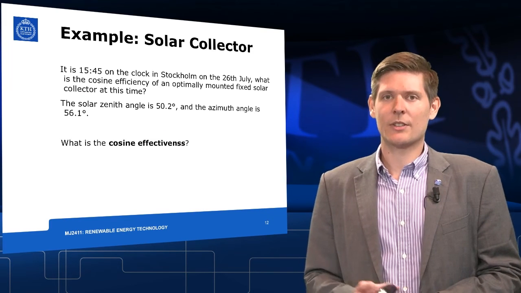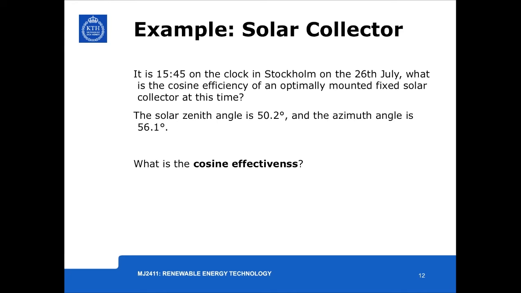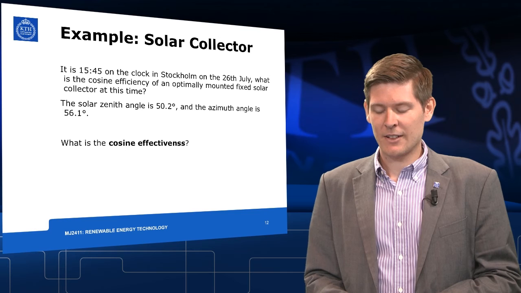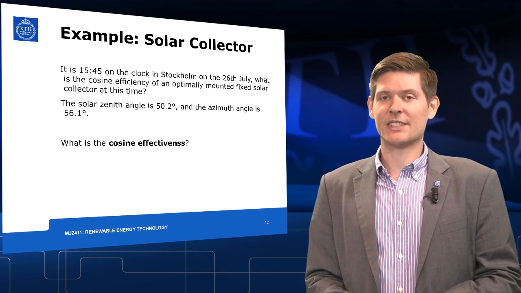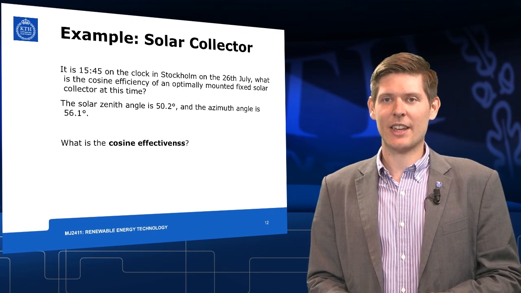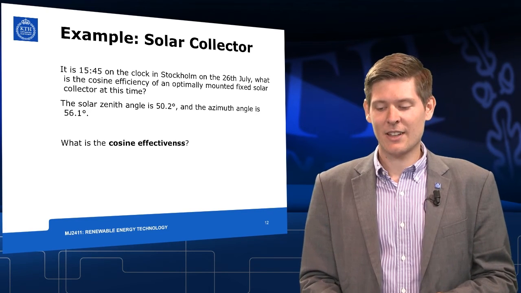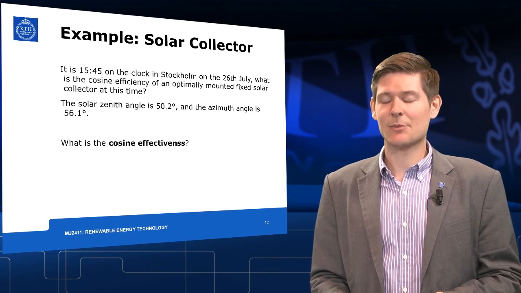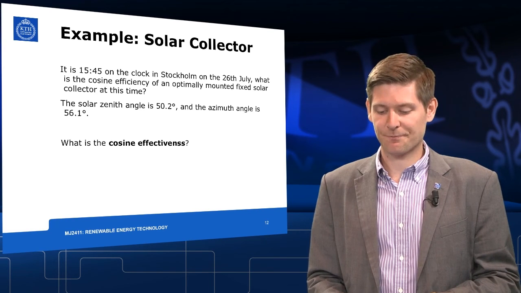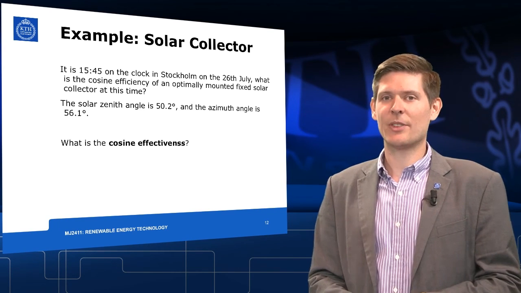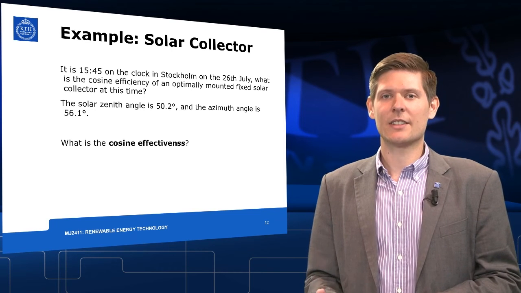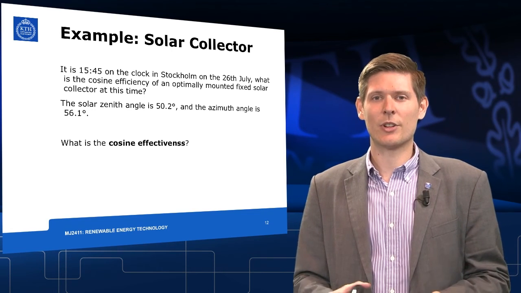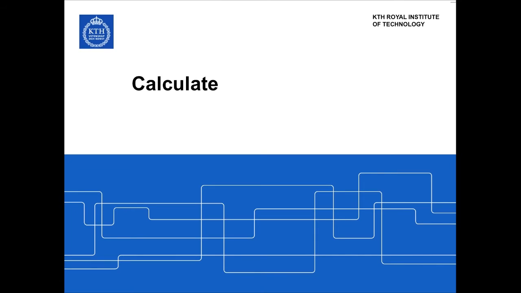As a next step, we're going to calculate the cosine effectiveness of a solar collector placed in Stockholm, same day as we had before, the 26th of July, at a clock time of 15:45. We already know that the solar zenith angle at this position at the time of the year and time of the day is 50.2 degrees, and the azimuth angle is 56.1 degrees. I recommend you now to stop the video for a few minutes, calculate the cosine effectiveness yourself, and I'm going to show you the results in a second.